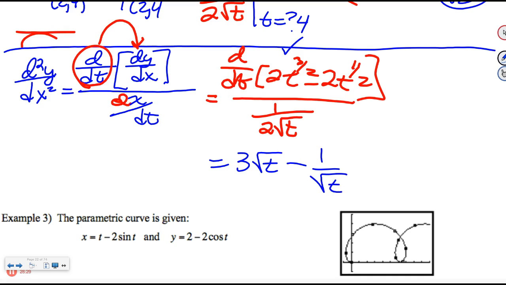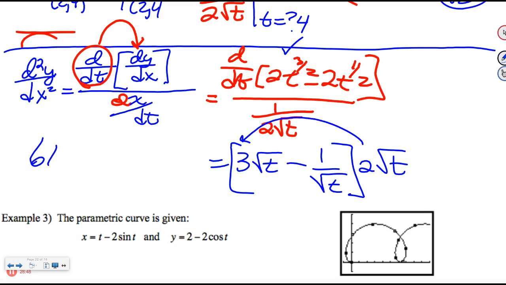If you left that as your answer, anyone leave that as their answer? Because if you did, what'd you forget? All over dx dt, which actually means multiply by the reciprocal. Is that what you did? That's what I would do. So now when you distribute this in, by the way, if you're sitting there with this, it's right, it's just ugly. 6 root t is 6t. And then when I dump this in here, I get minus 2.